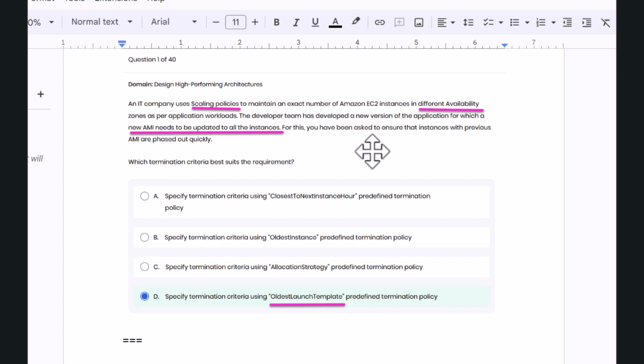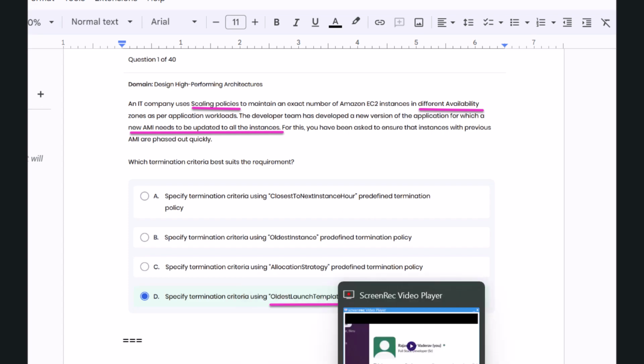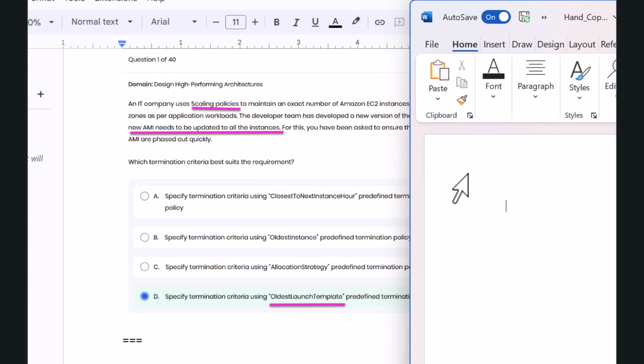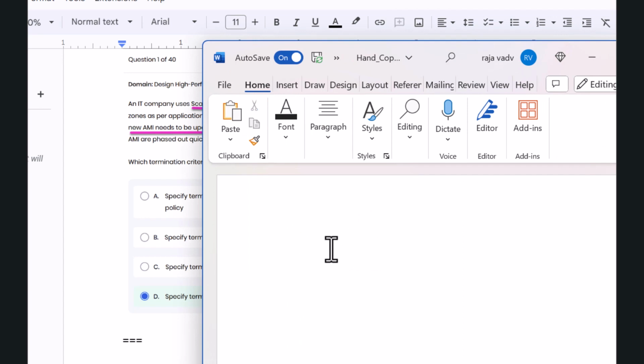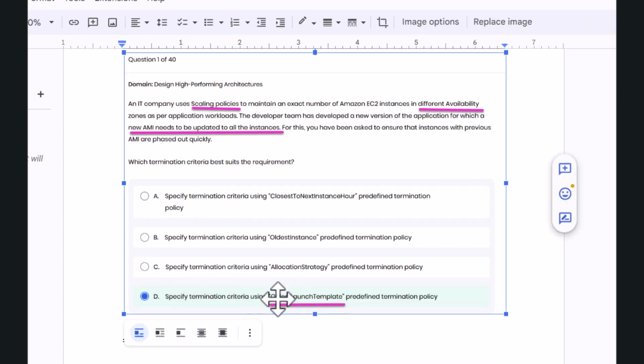So over here, you have to remember scaling policies. The company uses scaling policies, and the EC2 instances have different availability, and a new AMI needs to be updated. That's it. Only these three you need to remember. The answer would be specify termination creation criteria using oldest launch template. So basically it says the oldest launch template. Let's write it down again. Oldest launch template. Okay, so this is the one.